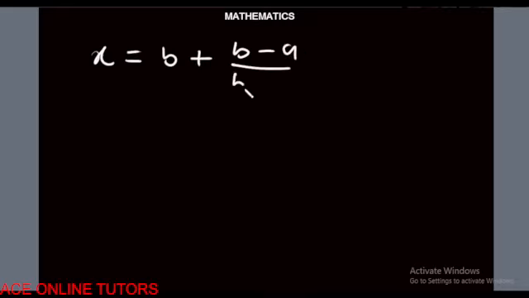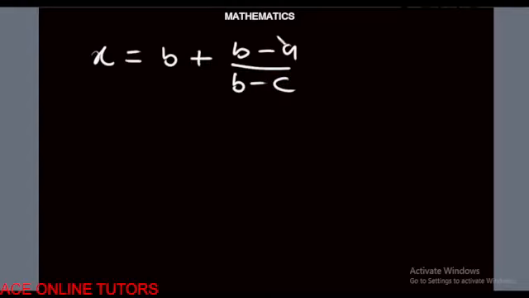So let's say we have been given x equal to b plus (b minus a) over (b minus c), and the question is asking us to make this c the subject of the relation. How are we going to go about it?